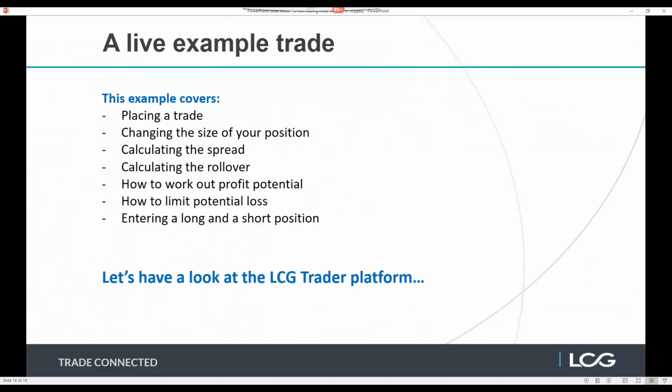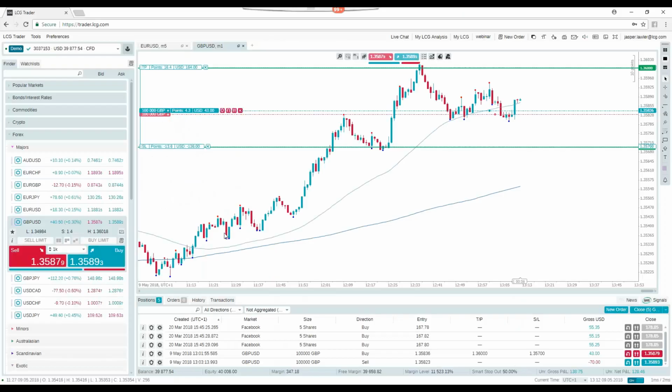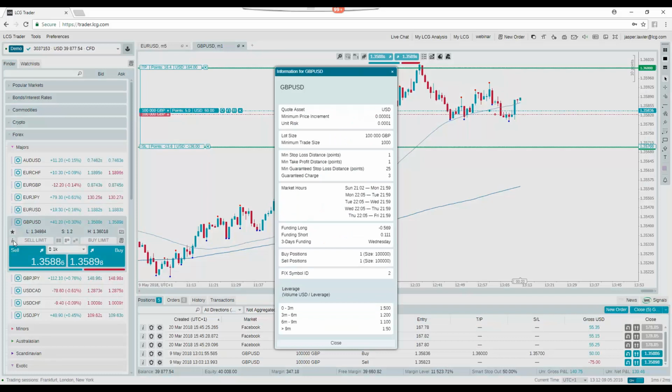Now let's just look at the spread and the rollover, work out those costs. We've already talked about the potential profit and loss here and entering a long and short position. So let's just see how we can do that. Best way for me is if we are back over here to the dealing panel, if you like, or the watch list area, you click on this I for information, and you can see right down here that this is your funding cost.